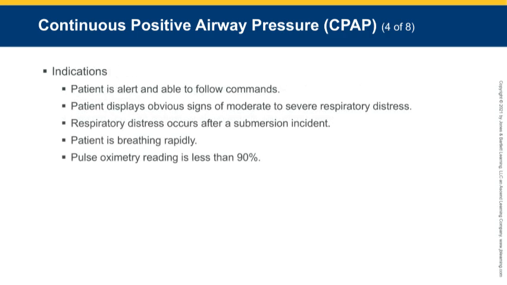While CPAP is effective, it is contraindicated in certain situations. It should not be used if the patient is in respiratory arrest or is not breathing adequately, is unresponsive or unable to follow commands, has hypotension, low blood pressure, has signs of a pneumothorax or chest trauma, is vomiting, or has active gastrointestinal bleeding. If a patient meets any of these criteria, alternative ventilation methods, such as a bag mask device, BVM, should be used instead.